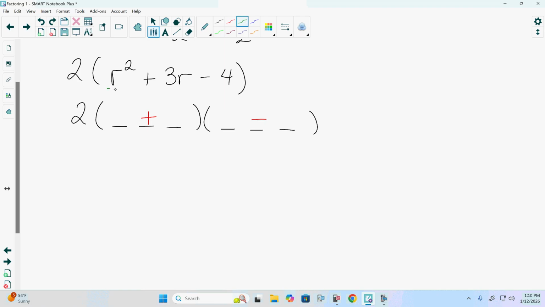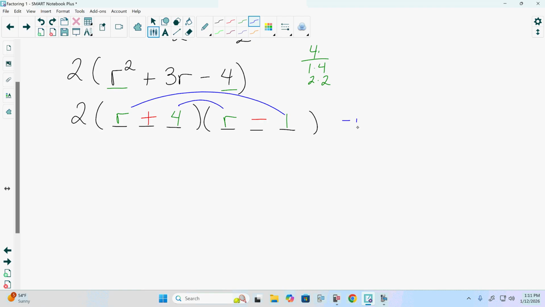Factors of r squared. Well, there's only one set, r and r. Factors of 4. We have 1 and 4, or 2 and 2. Which one are we trying first? 1 and 4 or 2 and 2? 1 and 4, yes. Which one do we want positive? 4 positive, 1 negative.